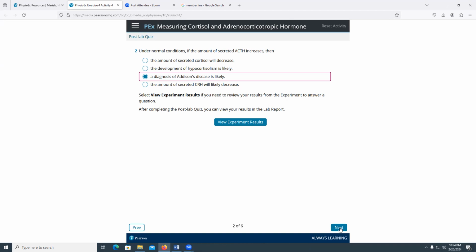The amount of secreted CRH will likely decrease. If the amount of secreted ACTH increases, then the amount of secreted cortisol will increase. The development of hypocortisolism, that's not true. Diagnosis of Addison, that would be B and C are the same. So a decrease in cortisol is Addison. An increase in cortisol would be Cushing's. The amount of secreted CRH will likely decrease.